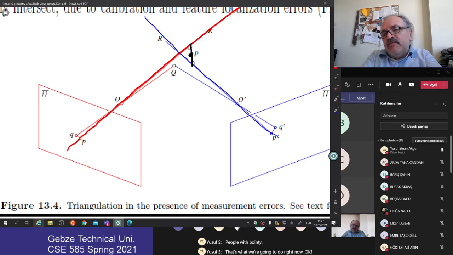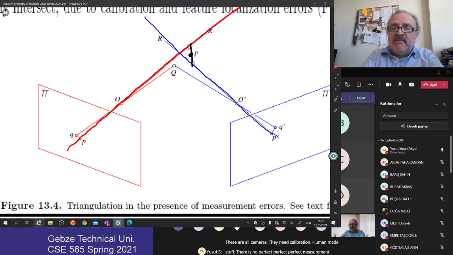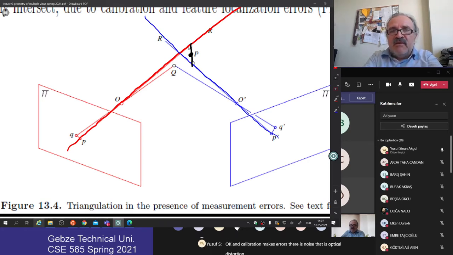These are all cameras. They need calibration, human-made stuff. There is no perfect measurement. Okay? And calibration makes errors. There is noise, there is optical distortion problems, whatever you name it. You will not have any intersecting lines.